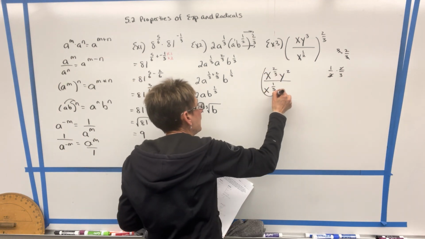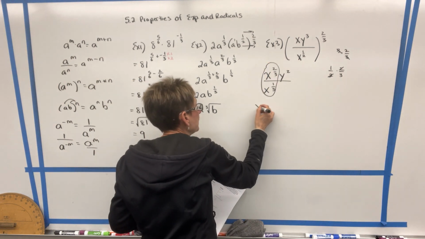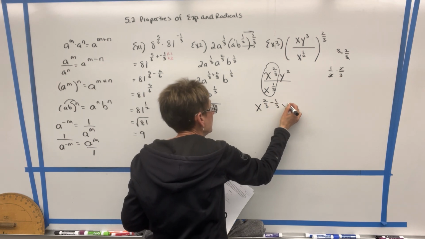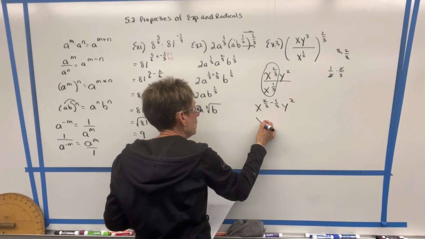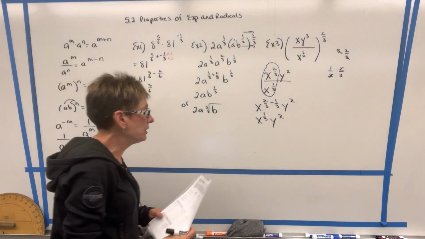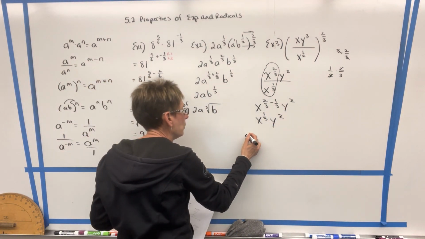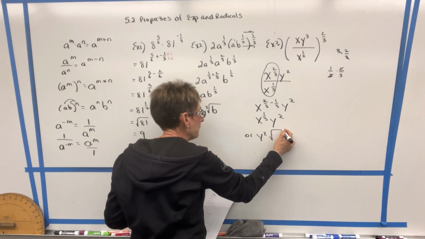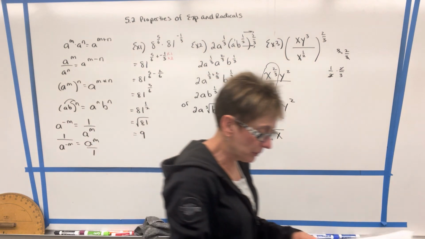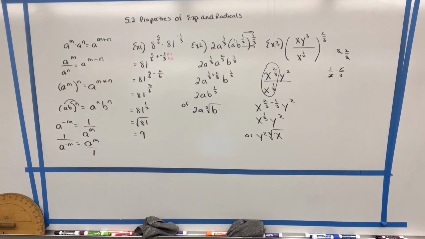Now, because I'm dividing here, I subtract my exponents. So this is going to be x to the 2/3 minus 1/3 times y squared, or x to the 1/3 times y squared. Again, you can leave it that way if you'd like, or some people might prefer to write it as y squared times the cube root of x. So both of those answers would be considered correct and equivalent.